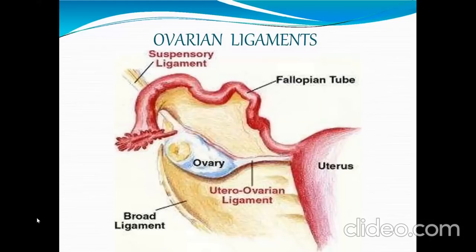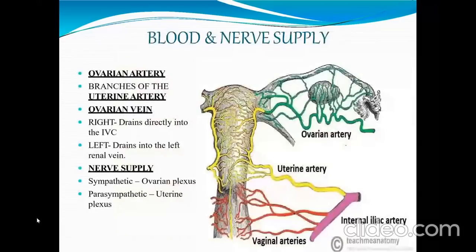Here is a brief look at the ligaments related to the ovary. Here is another brief look at the blood supply and the nerve supply of the ovary. As we can see, blood supply is derived from the ovarian artery itself and also branches of the uterine artery, which itself is a branch of the internal iliac artery. The drainage is by ovarian veins. The right ovarian vein drains directly into the inferior vena cava, the left drains into the left renal vein. For nerve supply, the sympathetic supply is by the ovarian plexus and the parasympathetic supply is by the uterine plexus.